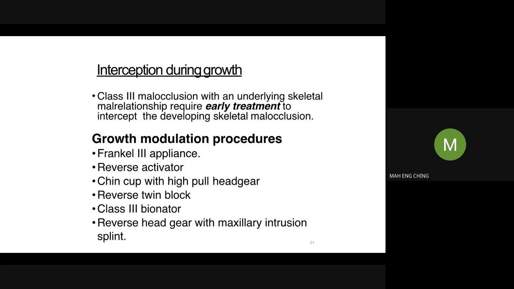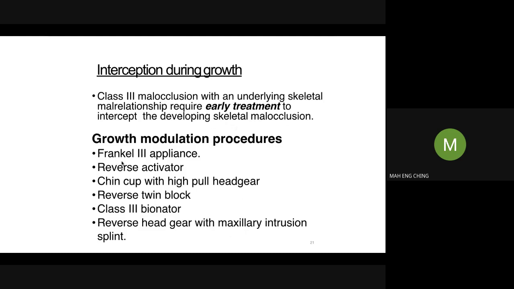So what's the interception we can do during growth? Let's say the patient is still growing, then there's a lot of options we can do. Class III malocclusion with an underlying skeletal malrelationship requires early treatment to intercept the developing skeletal malocclusion. So the growth modulation procedure, we can do so many appliances.